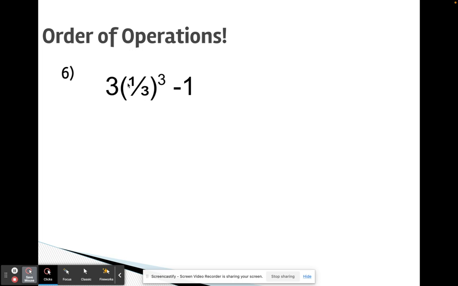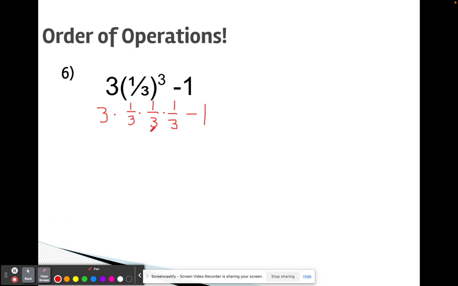Oh, now I have 3 times 1/3 to the third power. Keep in mind, it's only the 1/3 that's being raised to the third power. So 1/3 times 1/3 times 1/3, and 3 times 1/3 times 1/3 times 1/3. You don't multiply first. Remember, exponents happen before multiplication. And I'm going to subtract 1. So let's take care of this exponent.